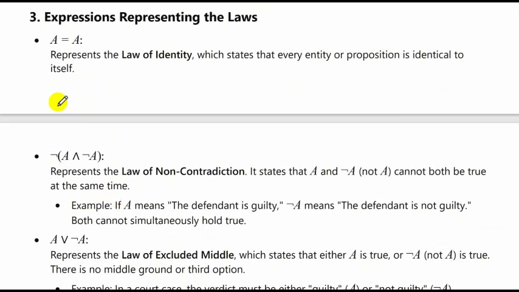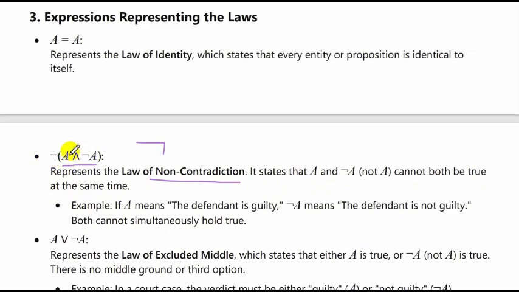Expressions representing the laws. A is equal to A. This is the law of identity. Negating, we are basically inversing not A and not A, and that also is negated. So this symbol we use for negation. It represents the law of non-contradiction. It states that A and not A cannot both be true at the same time. This is what it's saying.